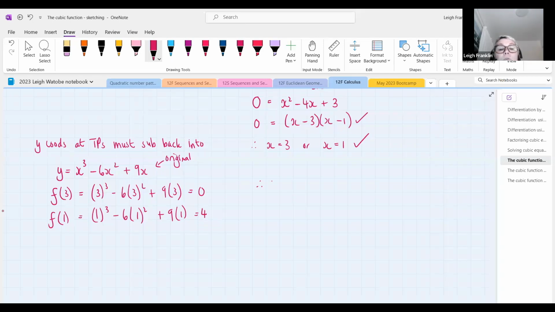So therefore, the coordinates at the turning points, guys: when x is 3, y is 0, and when x is 1, y is 4. Khomotso?